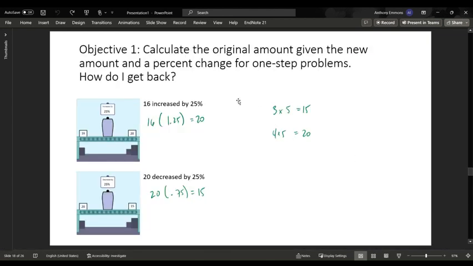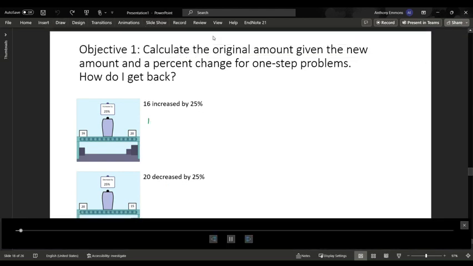So now, like I said, a lot of that's background work, making sure they're familiar with percent change, increase, decrease, and what's going on with the percentages and the way to do those problems quickly. But reminding them of the first objective is to calculate the original amount, given the new amount and a percent change for one-step problems. Okay, well, if it wasn't just a decrease by the same percentage, then how do I get back? So I wanted to remind them again, right? We did do an increase by 25% by multiplying by 1.25, getting to 20. We did a problem where we decreased by 25%, multiplying by 0.75, and we got to 15.